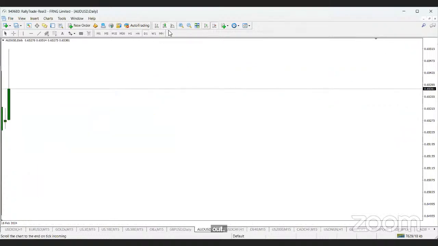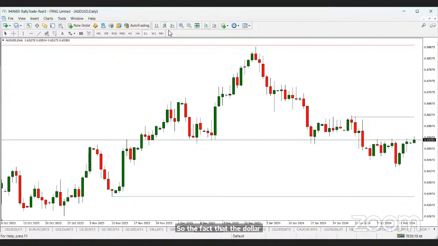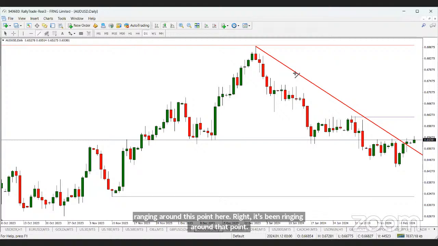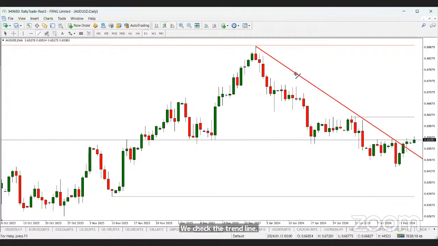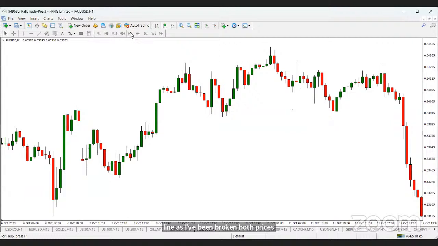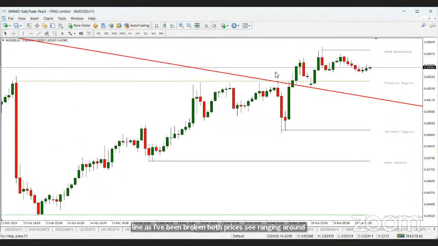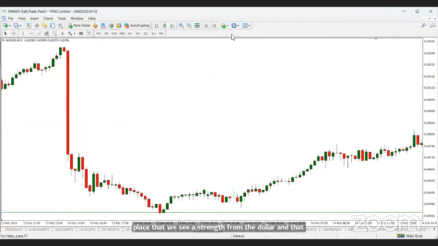The fact that the dollar index is also close to support and resistance means most of the dollar pairs are around that zone too. You will notice that even AUD USD has been ranging around this point. If we check the trend line from here, it looks like it has been broken, but price is still ranging around that point where it was broken. So it would not be out of place to see strength from the dollar, and that means AUD USD could pull further backwards. You understand?